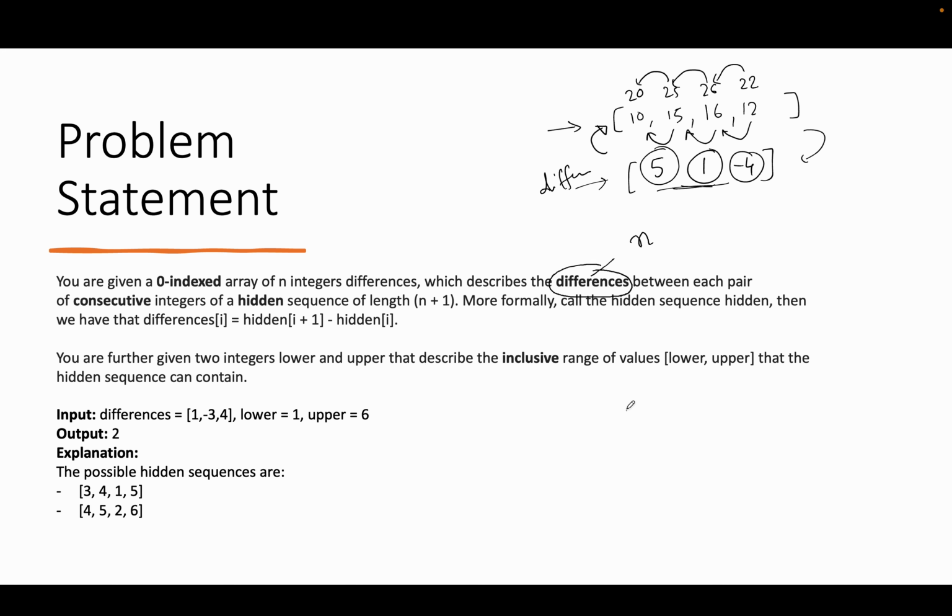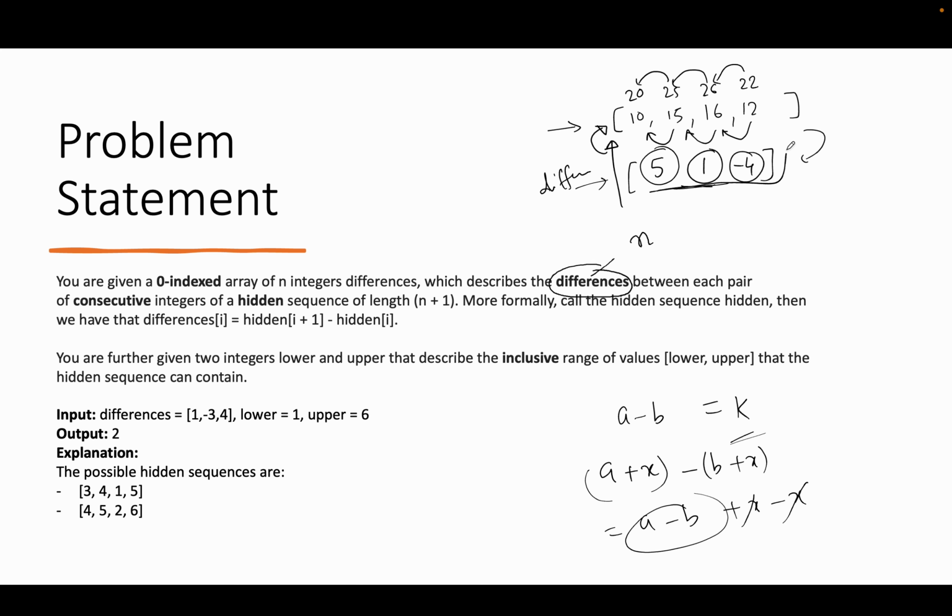And that's because if you have a minus b equal to k, then you write a plus x minus b plus x. It will still be a minus b plus x minus x. So it's still k. So there are infinite hidden arrays possible for which this difference array can be created.